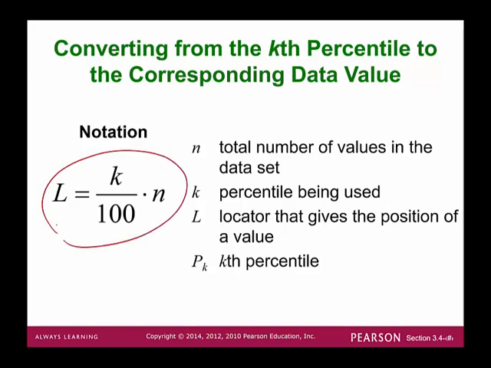L means locator. L here is the locator, which gives us the position of the data value. K is the percentile we're talking about, the percentile being used. N is the total number of data values in the data set. You can also say the sample size. And P_k represents the kth percentile, as we explained in the earlier slide. So locator equals n times k over 100.